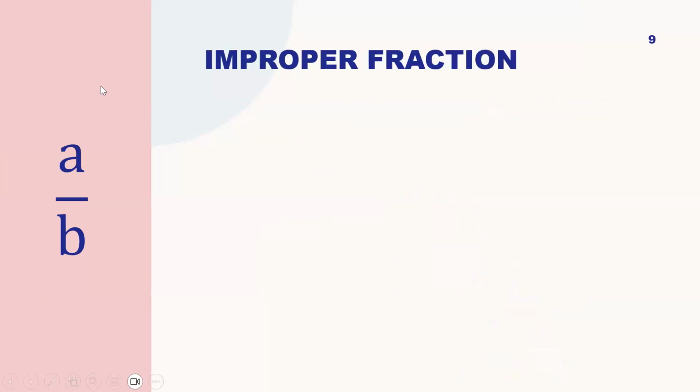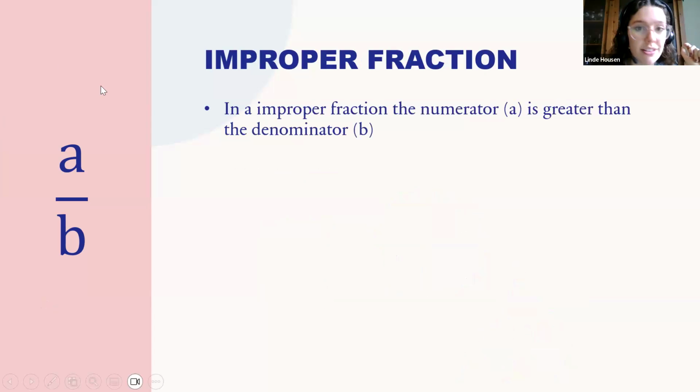So now we will go to improper fractions. An improper fraction is a fraction where the numerator a is greater than the denominator b. So can anyone come up with an example of this type of fraction?